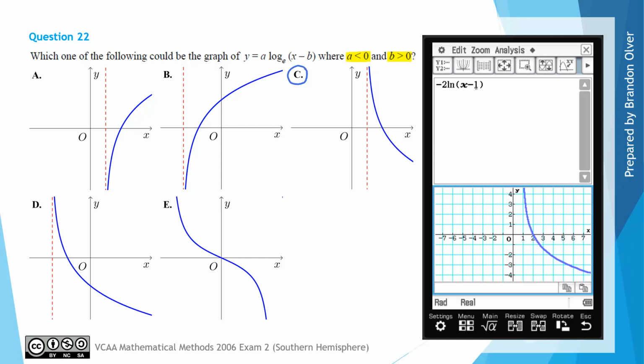So a being less than 0 means that a is a negative number, and that means that the graph is going to be reflected over the x-axis. So in terms of a graph, if I just do a very small sketch of that, if we knew that our classic log graph used to go this direction, a reflection over the x-axis will actually mean that it goes down there. So that would be the generic shape of the graph when a is less than 0.